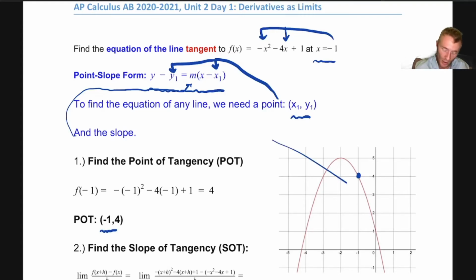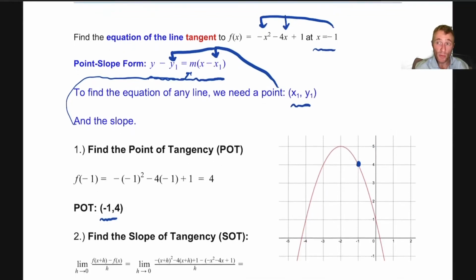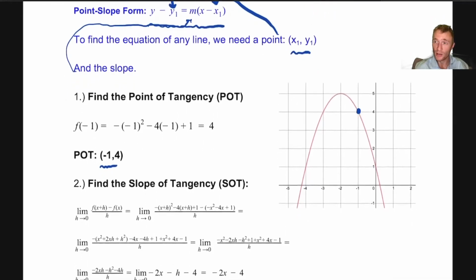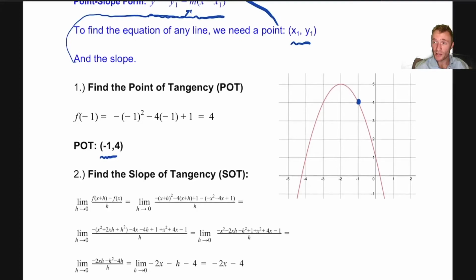And again, what I want you to know here is the graph is to help you see this. You don't need the graph. You just plug in negative 1, you get out 4. Your point of tangency is negative 1, 4. The slope of the tangent line, SOT, is a little trickier. The slope of the tangent line is, from the most important sentence in calculus, the derivative. The derivative is the slope of the tangent line.